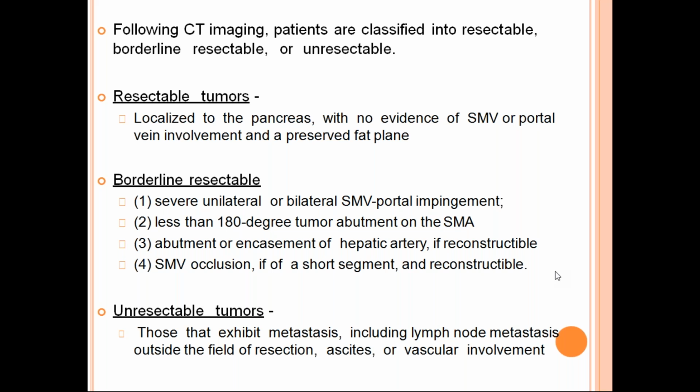Usually, if involvement of artery is there, then you don't prefer to do a surgery. If vein is involved, then it should be reconstructible, or there is no point in doing a surgery. So these are the structures we have to make a note of: SMV, SMA, hepatic artery, and even celiac plexus involvement is also very important. Next, coming to unresectable tumors. Other than these, there is metastasis or lymph node metastasis outside the field of resection, ascites, or any vascular involvement. These tumors are unresectable tumors.